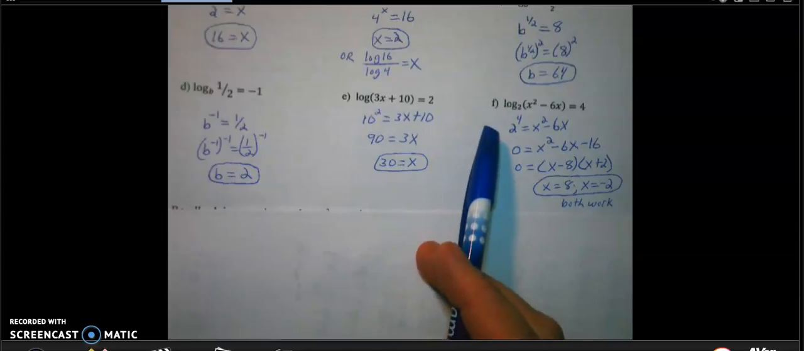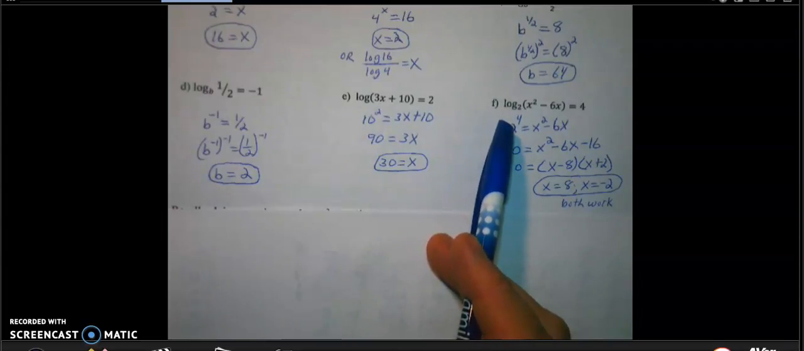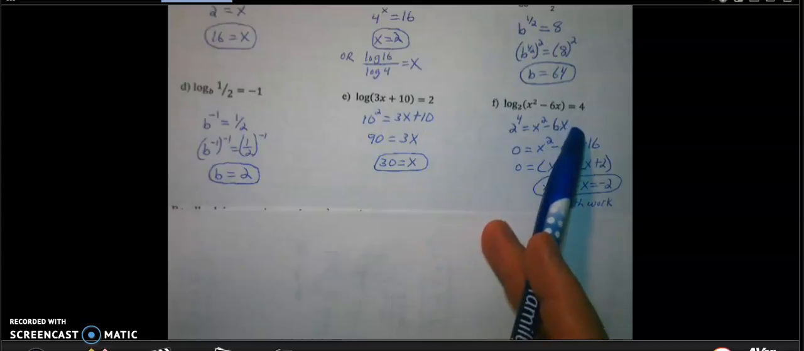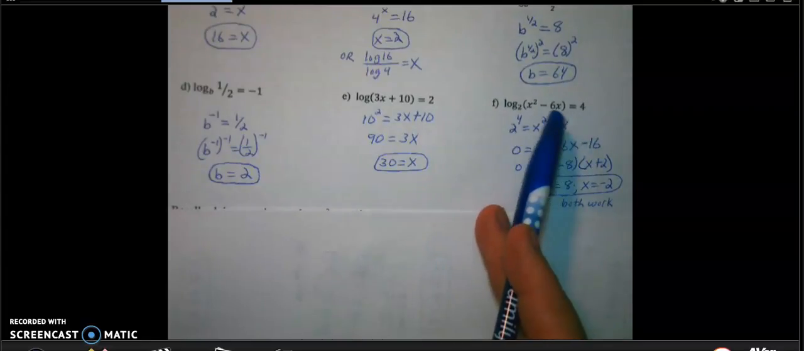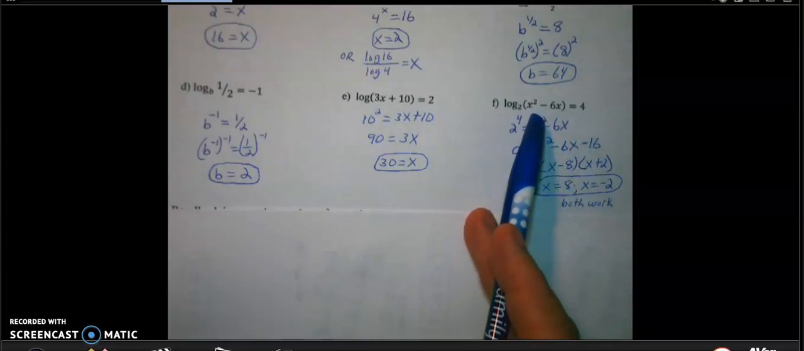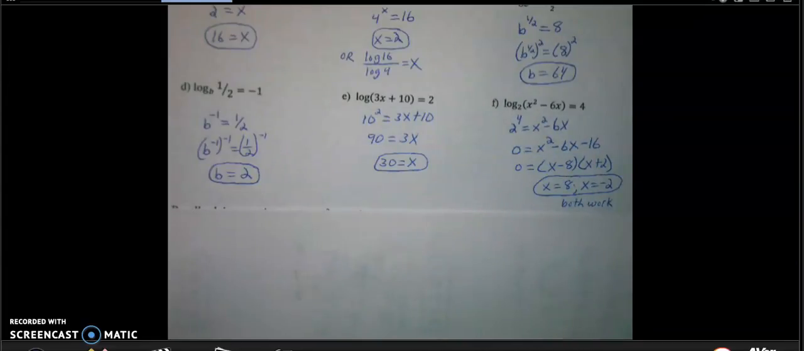And then the last one, in part F, we have the base is 2, the exponent is 4, and then that'll equal x squared minus 6x. So that gives you a quadratic equation to solve, and this one solves by factoring. And it turns out that both of the solutions work. Now you do need to check those solutions to make sure that they work.